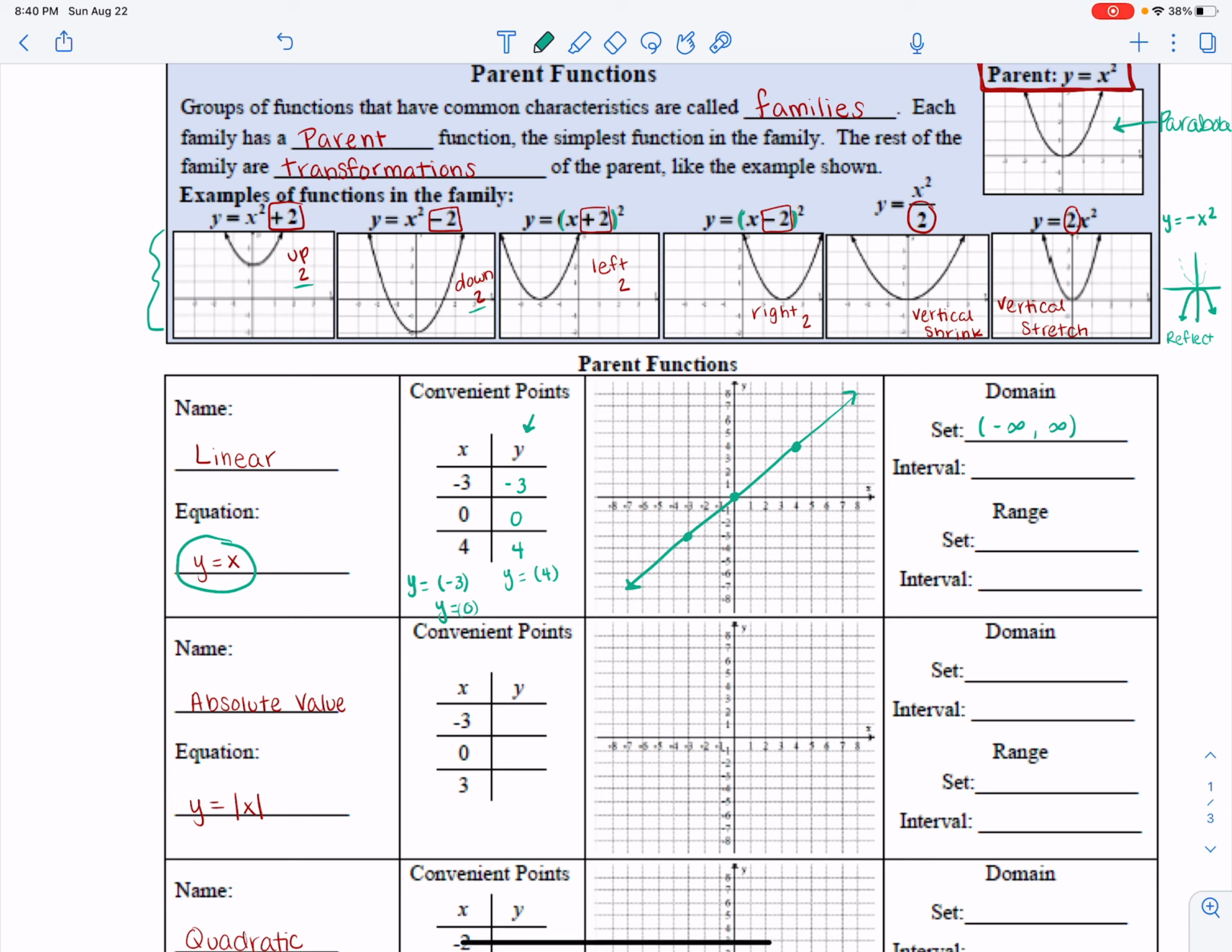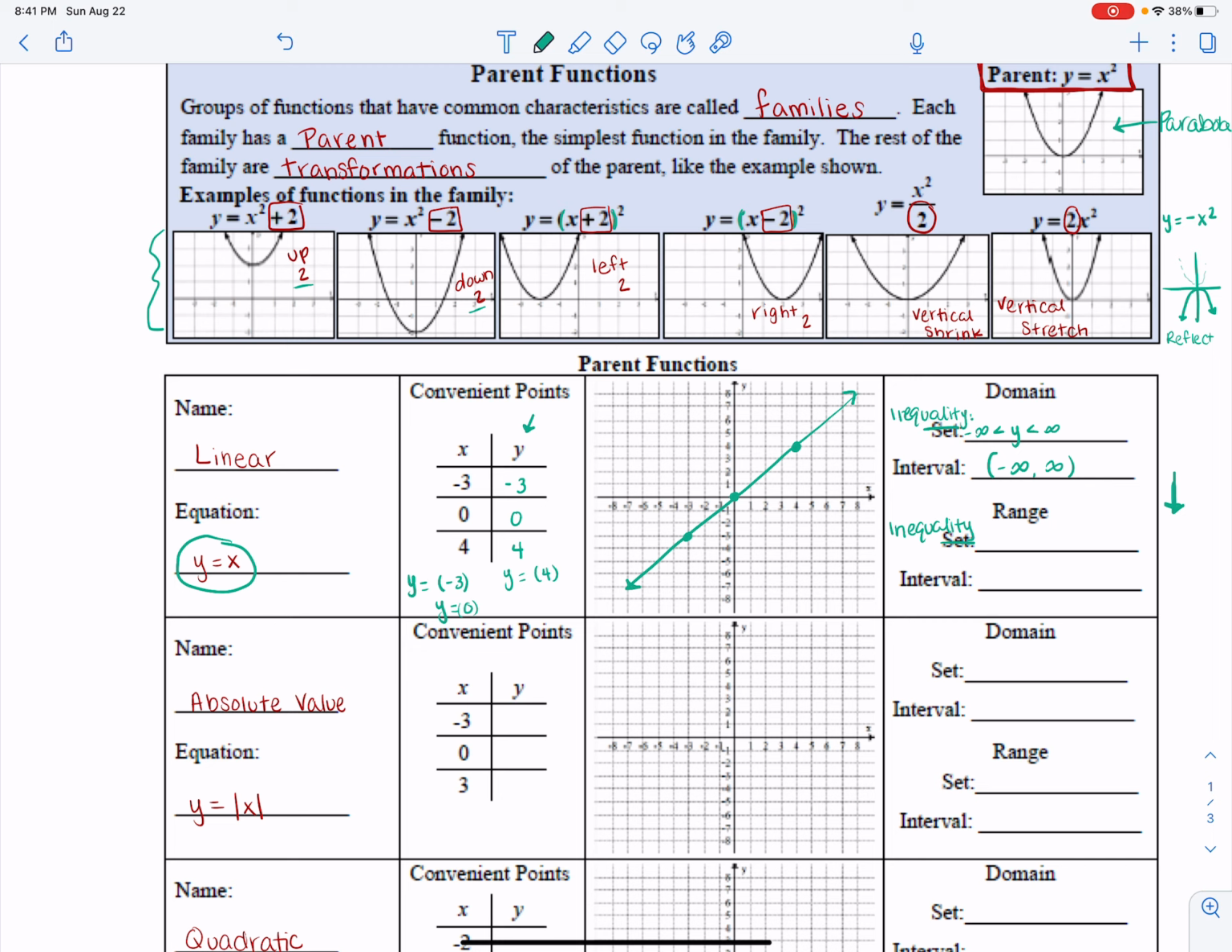In interval, that's not set notation. I meant to change this. Instead of set notation for all of them, I want you to do interval and inequality. So interval notation, negative infinity to infinity. Inequality notation, all of the y values are stuck in between negative infinity and positive infinity. So for all of these, instead of set notation, I want you to use inequality notation. So carry that down, my bad.